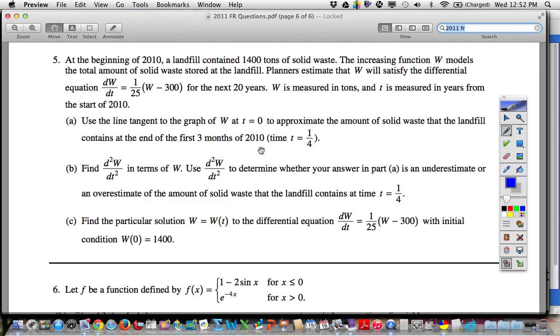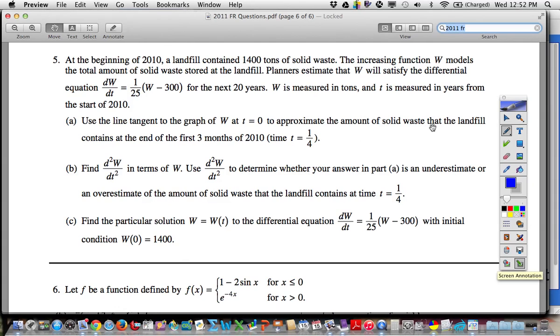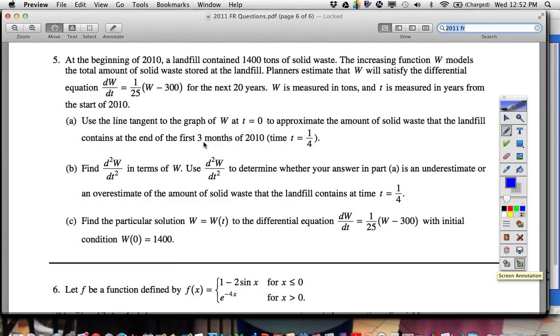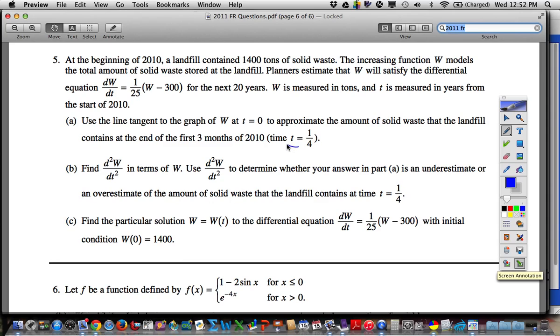But before we get to that, let's talk about part A. Because this is an interesting problem, and several years in a row, they've had questions like this on the AP test with differential equations. Okay? So, it says use the tangent line to the graph of W at 0 to approximate the amount of solid waste that the landfill contains at the end of the first 3 months. That is when t is equal to 1/4. Now, I want to give you a little sense of this. This should be an easy problem. It sure sounds hard. You read all this, you're like, oh my God, I don't know what's going on. Tangent line, t equals 1/4.